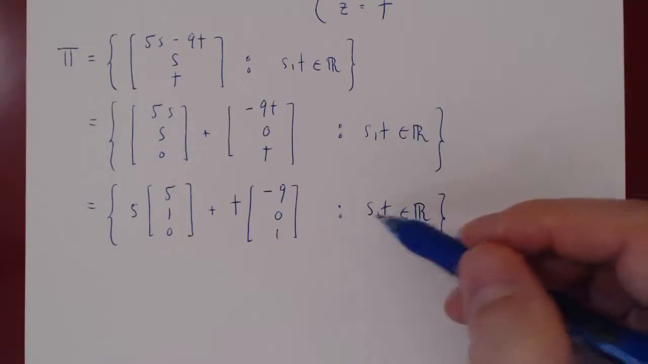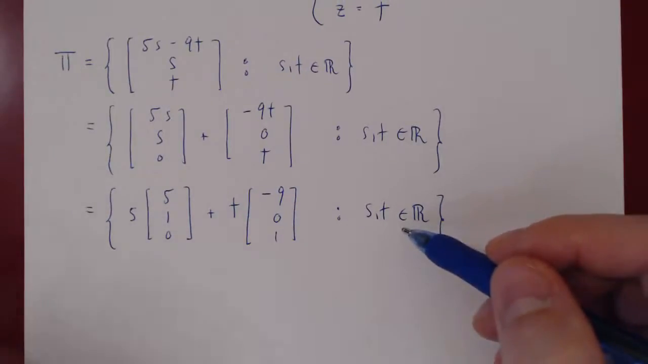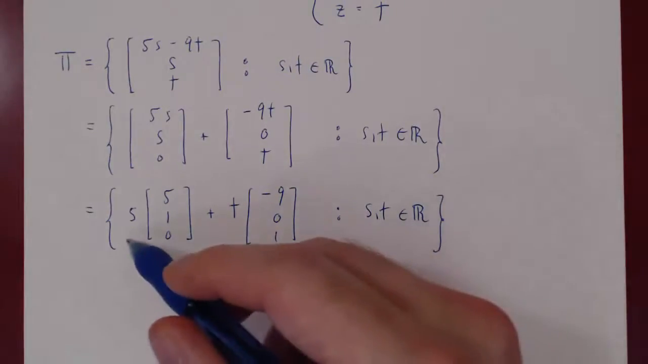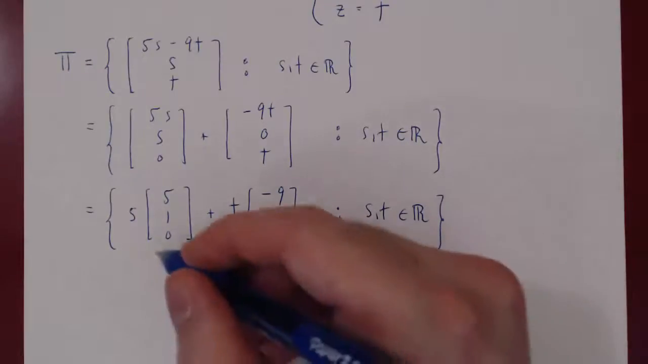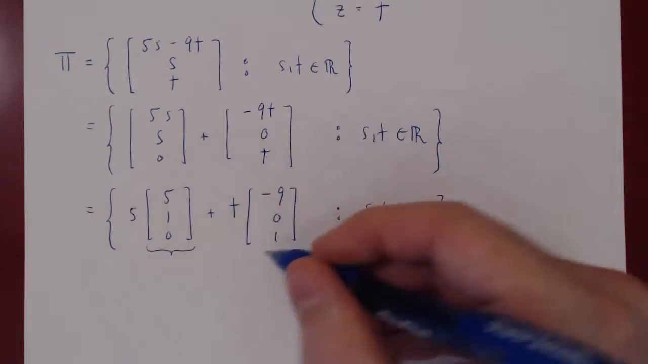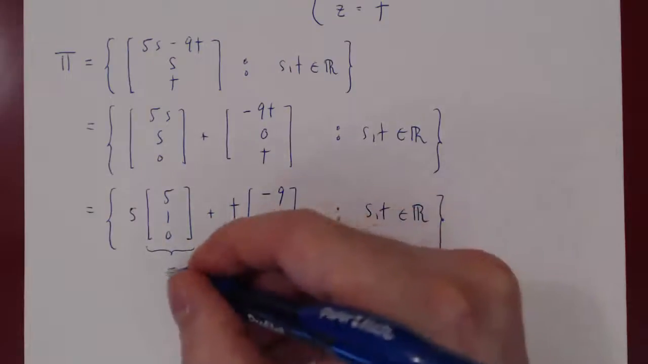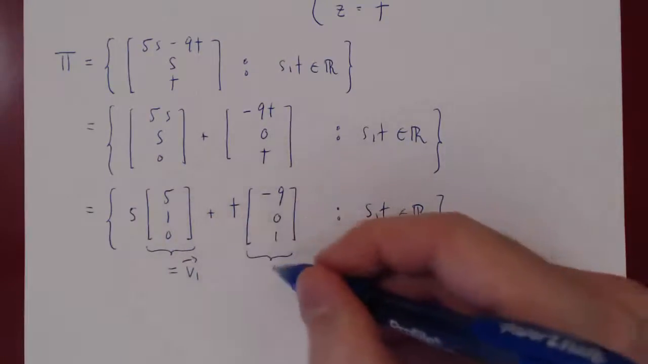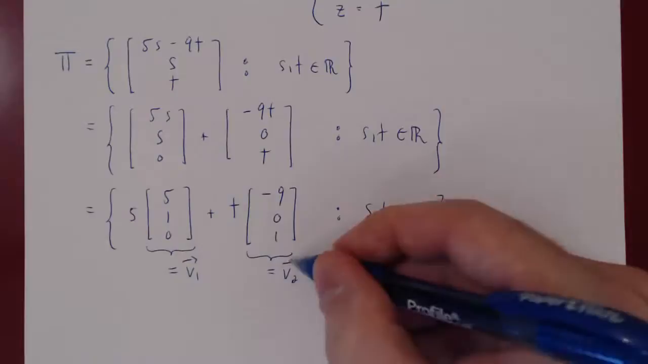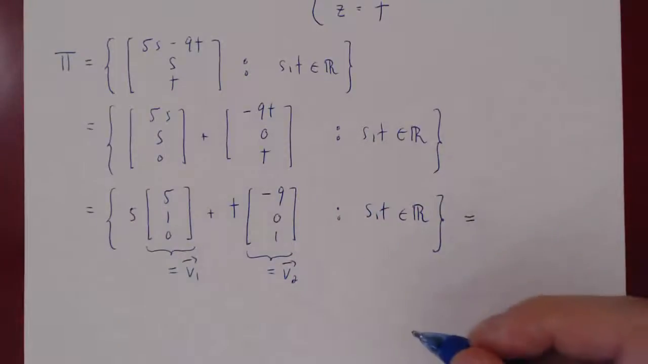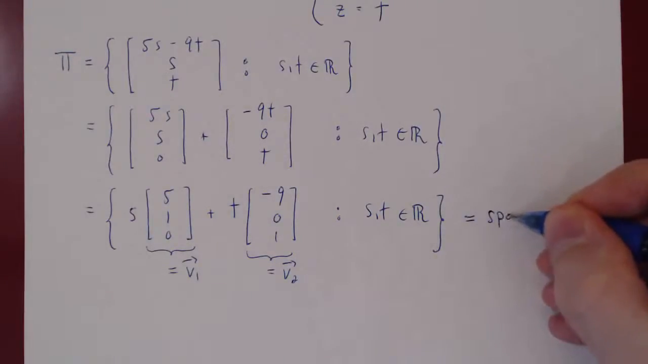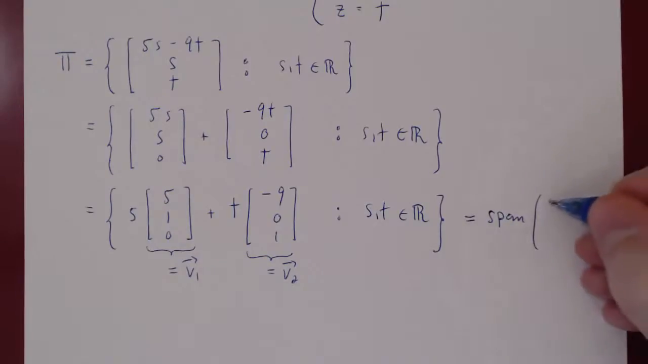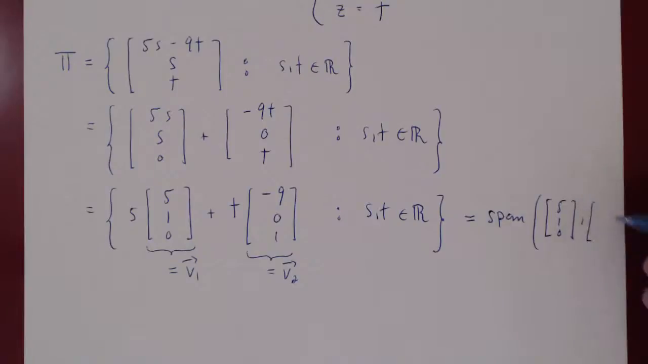But because s and t are allowed to range over all real values, what you have is the set of all linear combinations of these two vectors. You can call this one v1 and this one v2. And so the plane pi is simply the span of these two vectors, 5, 1, 0 and negative 9, 0, 1. So there you have it.